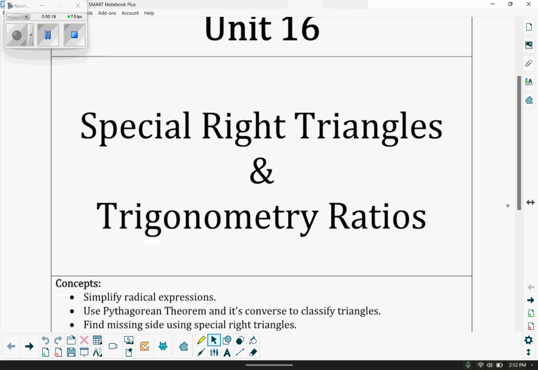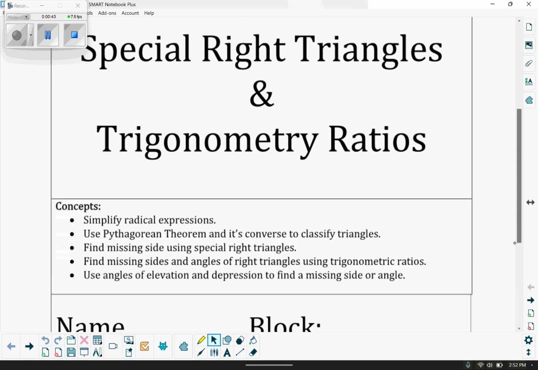And then we're going to get into some special right triangles, talking about a 30, 60, 90, or a 45, 45, 90. Those are kind of two main specials. Then we're going to talk about trig ratios, how to find sides, how to find angles, given the sine, cosine, and tangent. We'll also work with the arctangent, arccosine, arcsine, or inverse sine, cosine, and tangent.